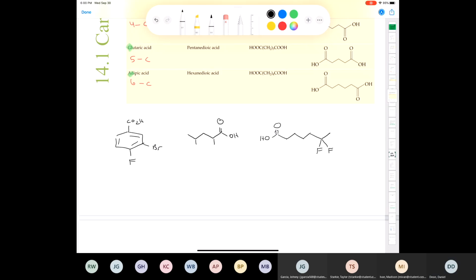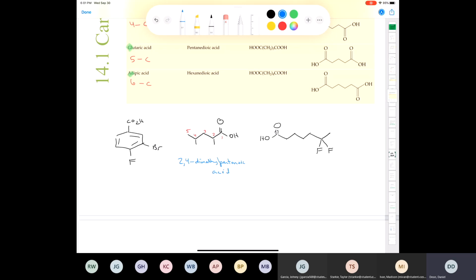All right, so William has a name for the second one, which is 2,4-dimethylpentanoic acid. I would buy that. Yeah, we have 1, 2, 3, 4, 5 carbons. So it must be some kind of pentanoic acid. And we have a methyl group at carbon 2 and carbon 4. So yes, William, I would say that's 100% correct. You got 2,4-dimethylpentanoic acid, like that.